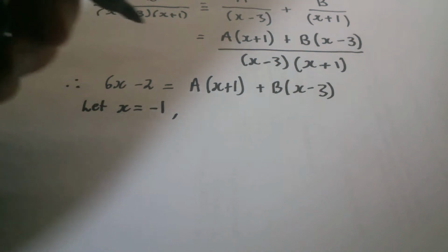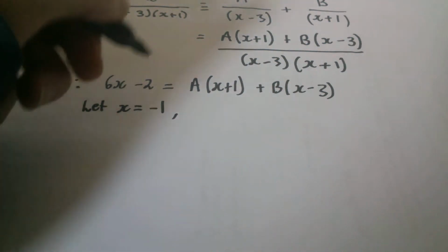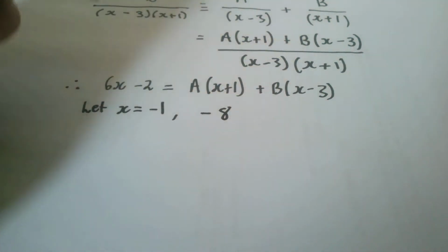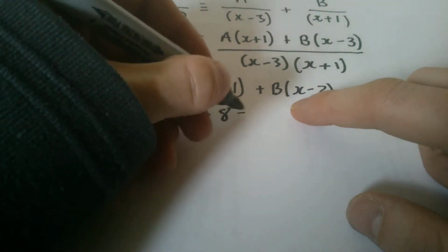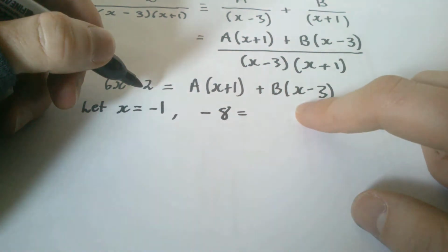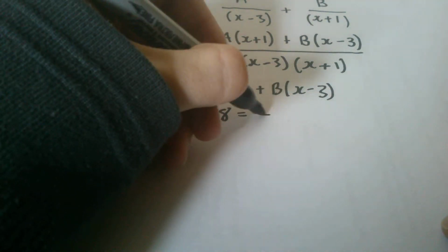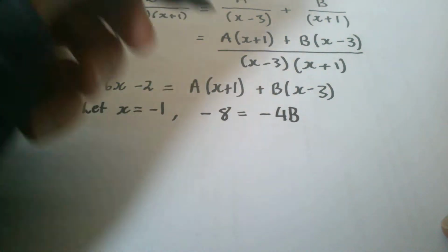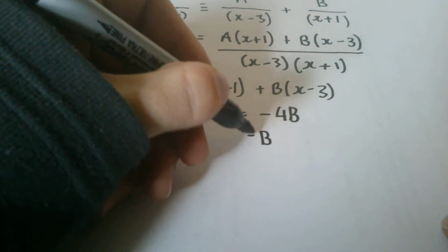So 6 times minus 1 is minus 6. Minus 6 minus 2 is minus 8. This side we're going to have x equals minus 1, so minus 1 minus 3, that's minus 4, times b, that's minus 4b. Therefore b equals 2.